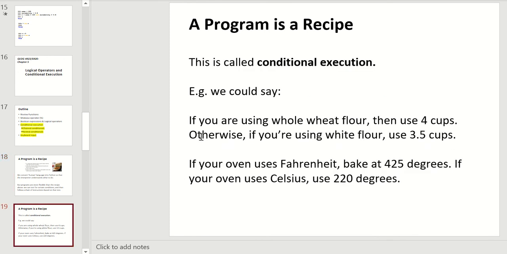So back to a recipe, you might think of conditional execution as giving options based on common or typical anticipated ingredients. So if you're baking something with whole wheat flour, use 4 cups. But if you're just using white flour, use 3.5. Could have to do with the units. So if your oven measures temperature in degrees Fahrenheit, bake at 425 degrees, but in Celsius, use 220.